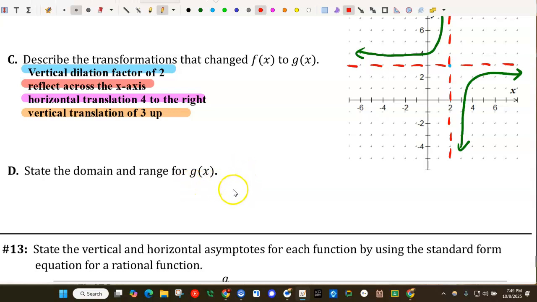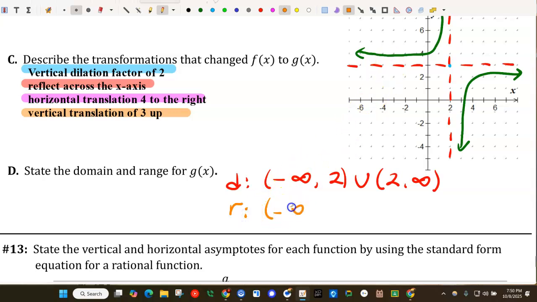All right, so we have the domain. Let's do it like this again. So I'll have negative infinity to 2, and then we're going to have 2 to infinity. And then for the range, we're going to have negative infinity to 3, and 3 to infinity. All right, perfect.